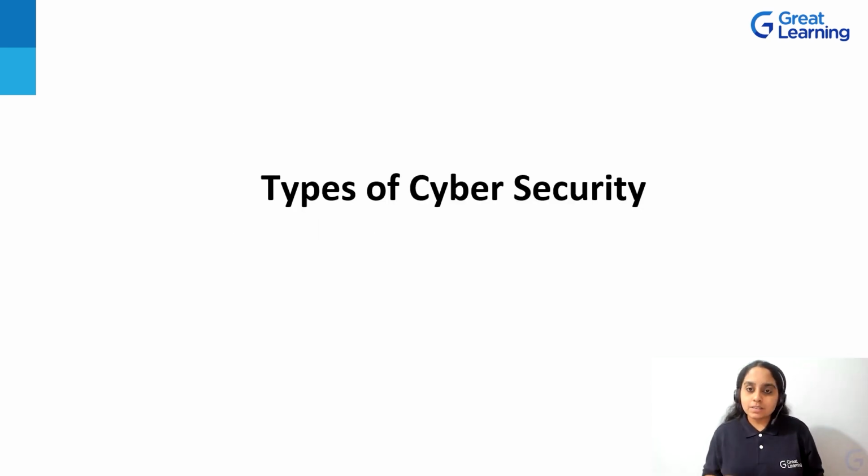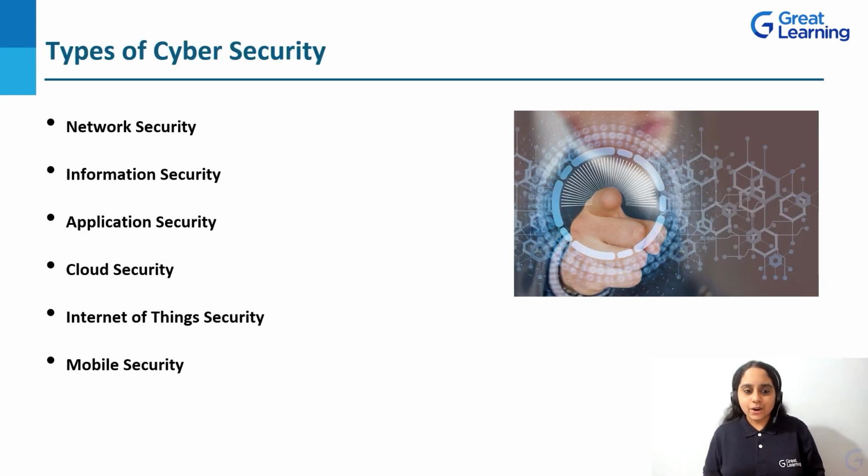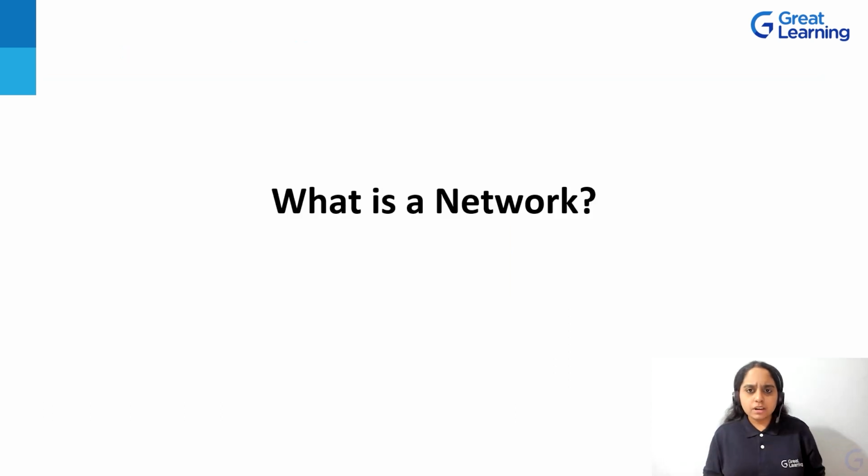Then we discussed six major types of cybersecurity, and they are network security, information security, application security, cloud security, Internet of Things security, and mobile security. Before understanding what network security is, you all first understood what a network is and what a reference model is. A network connects two or more devices to share data and files via an internet connection.